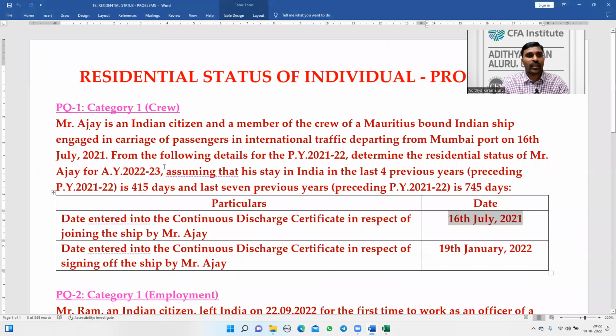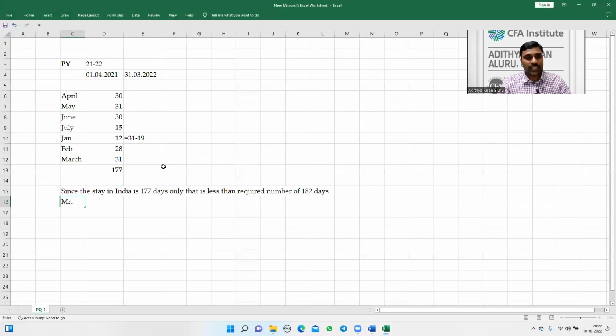Mr. Ajay is treated as a non-resident for the previous year 21-22 and assessment year 22-23.